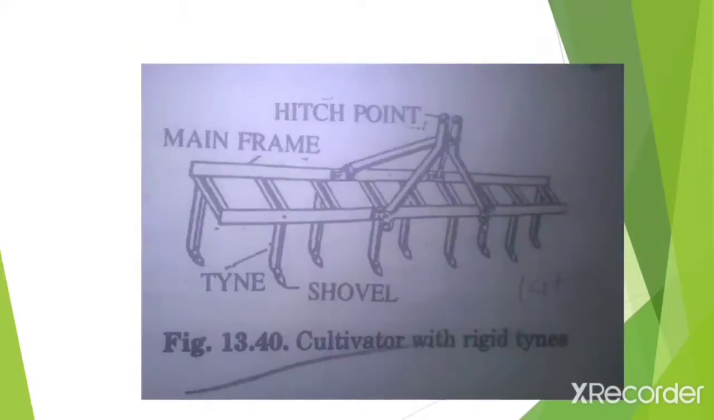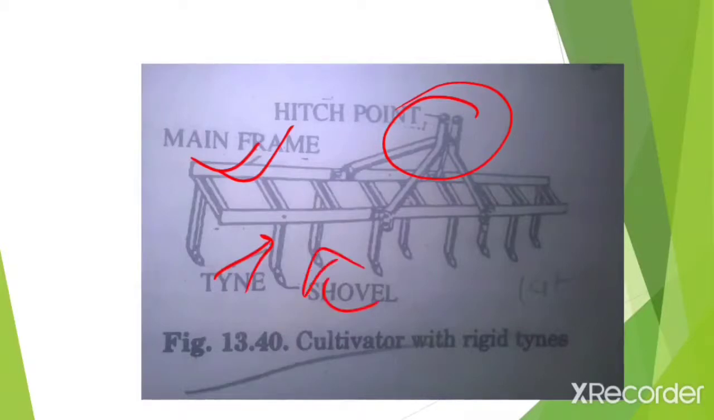This is the diagram of the cultivator with rigid tines. This is the hitch point, this is the main frame, then these are the tines and shovels. There is an absence of springs, so it is called rigid tines.